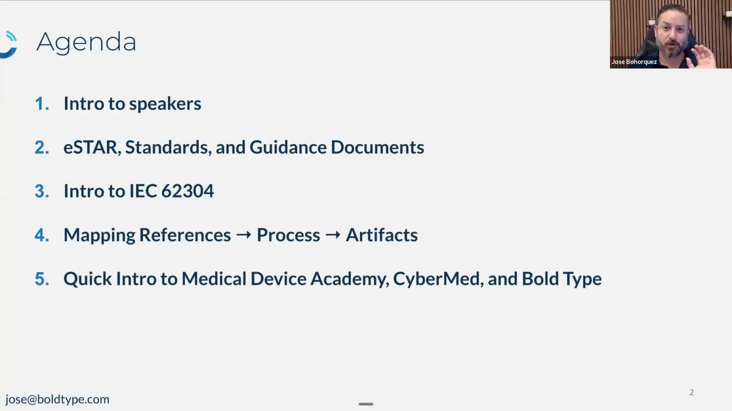We're really just going to focus on one standard, 62304, and one guidance document, which is the one that relates to software and eSTAR. We'll talk about IEC 62304, and then we'll talk about just that mapping between those references, the process that you follow, and then the artifacts or attachments that come out of it. That is what your regulatory leader or consultant is going to want from you to upload into eSTAR so they can submit your 510K. And then we'll end with just a quick intro into Rob's company, Medical Device Academy.